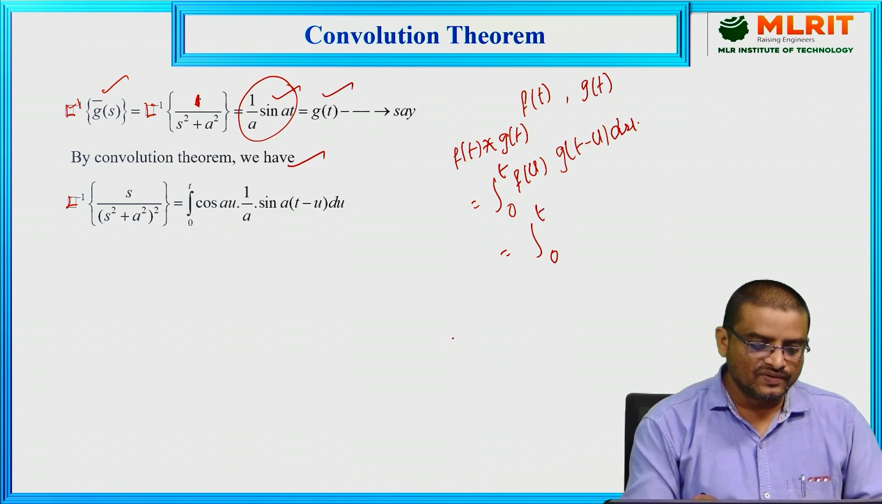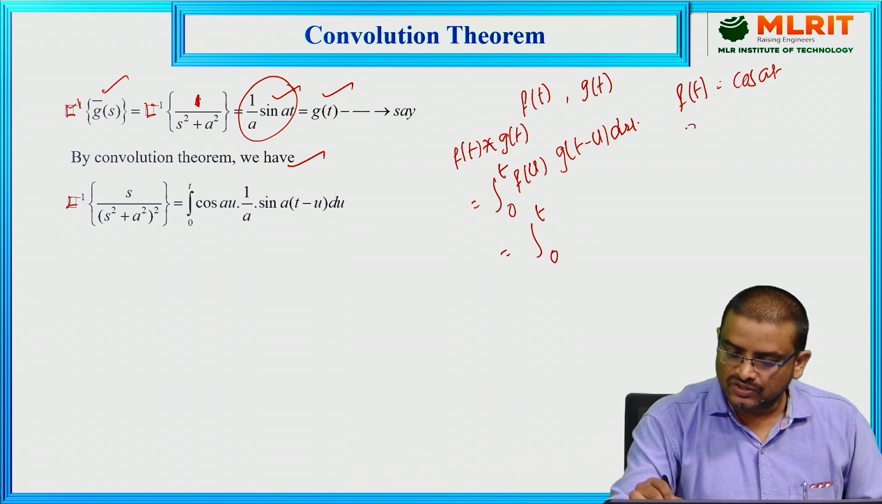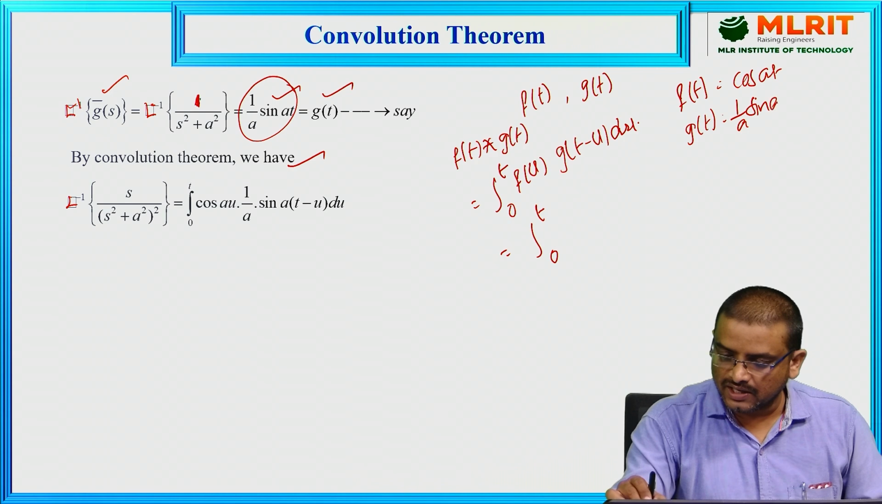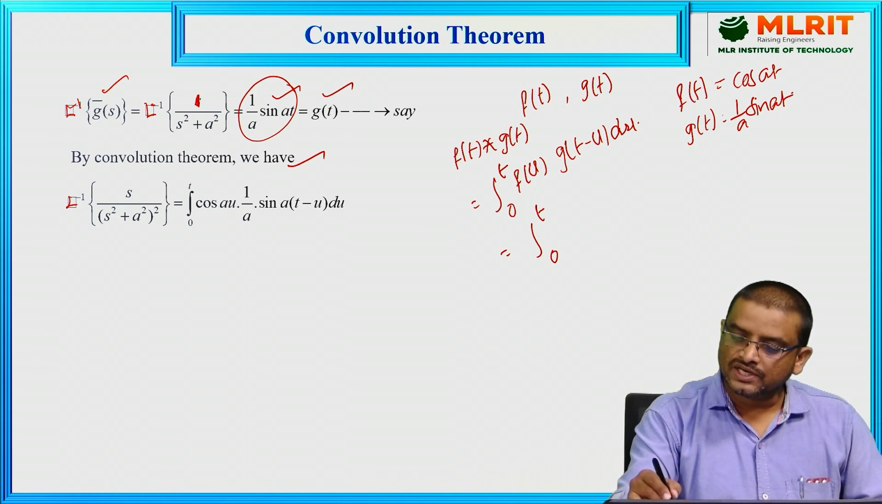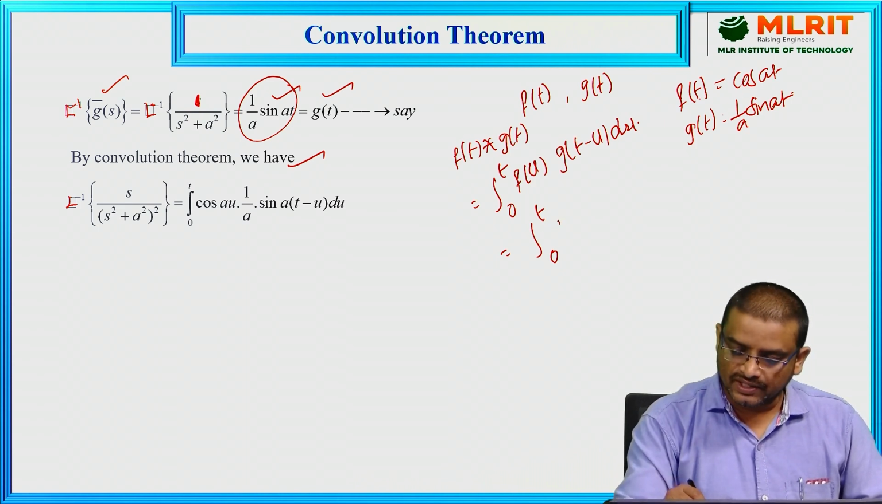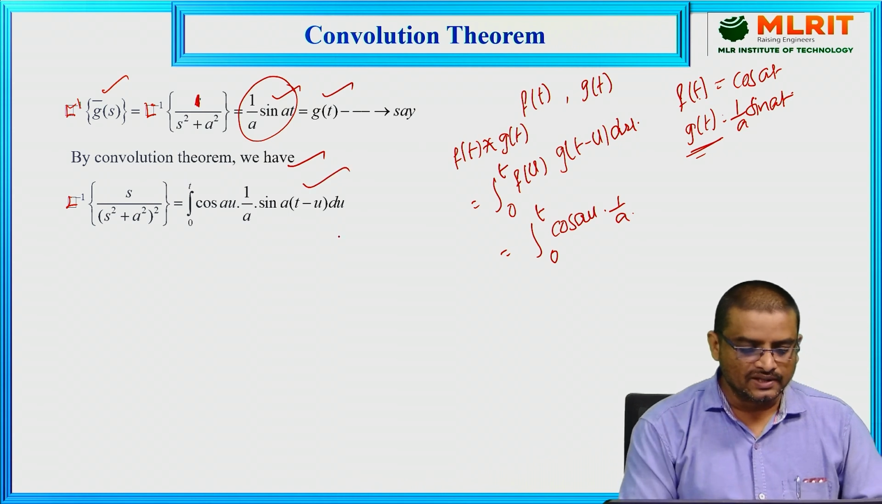What is our f of t here? We got f of t is equal to cos at, and g of t is equal to 1 by a into sin at. Now we don't want this f of t value, we want f of u value. So just replace t with u here. You will get cos au into g of t. But here we want g of t minus u, so replace t with t minus u. You will get this value here.